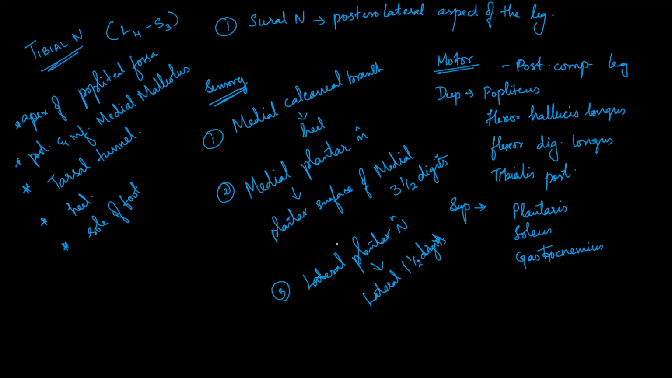These are the sensory and motor supply of the tibial nerve. The sensory branches of the tibial nerve combine with the branches of the fibular nerve to form the sural nerve. The tibial branch and the peroneal branch combine to form the sural nerve, which supplies the posterolateral aspect of the leg. So these are the things about the tibial nerve.